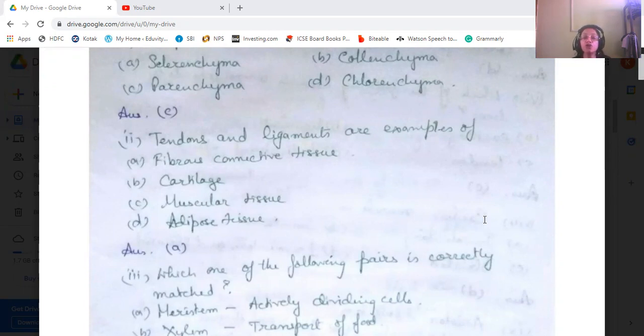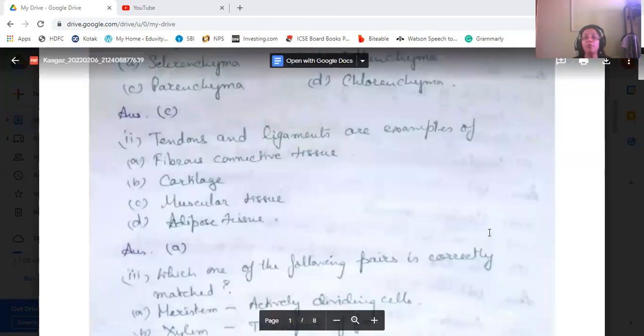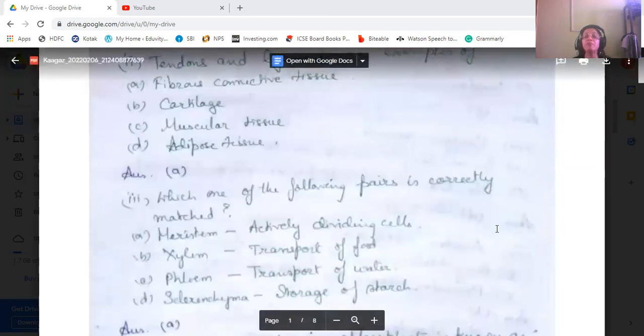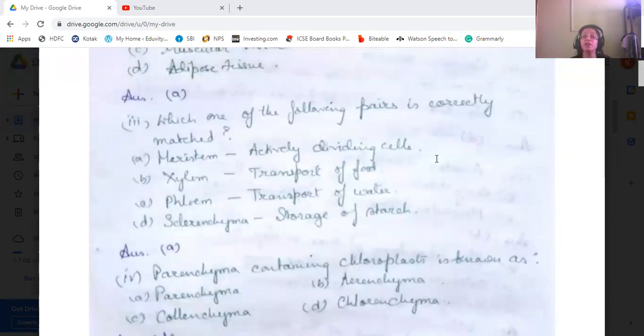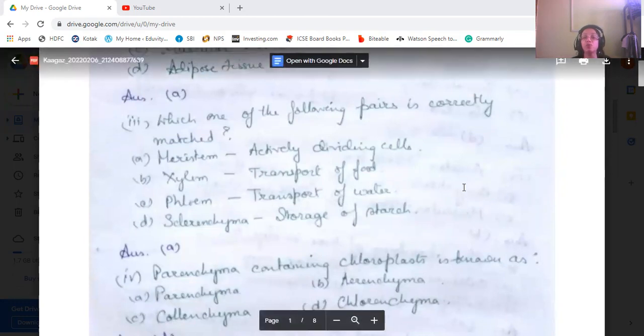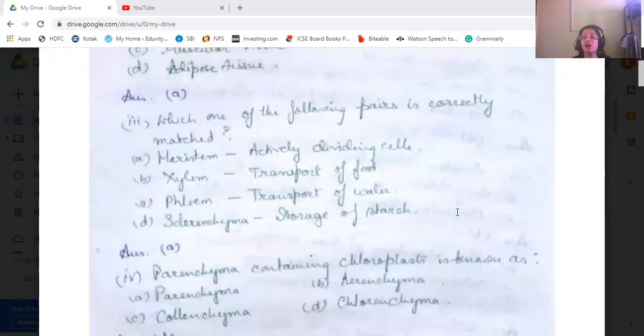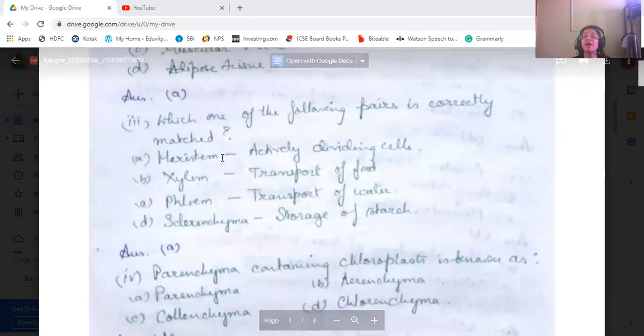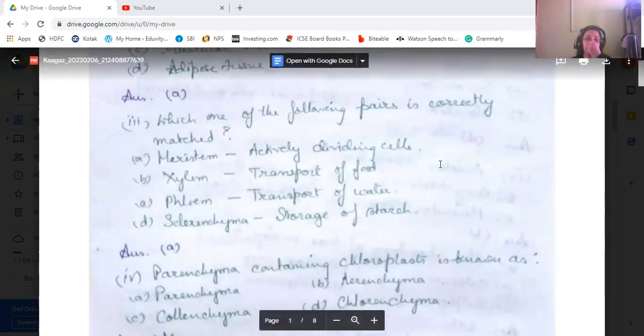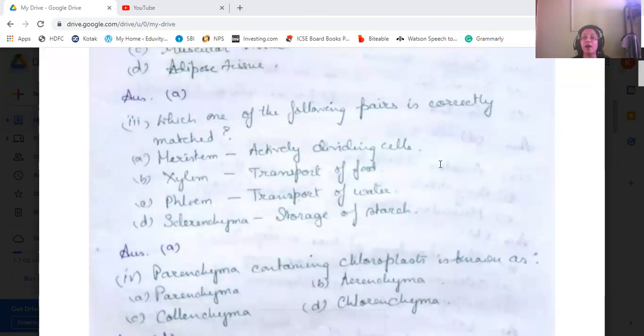Next is, which of the following pairs is correctly matched? See, meristem, first option, meristem is matched with actively dividing cells, xylem transports of food, phloem transport of water, sclerenchyma storage of starch. First answer is the first option, that is meristem is actively dividing cells. This pair is correct.